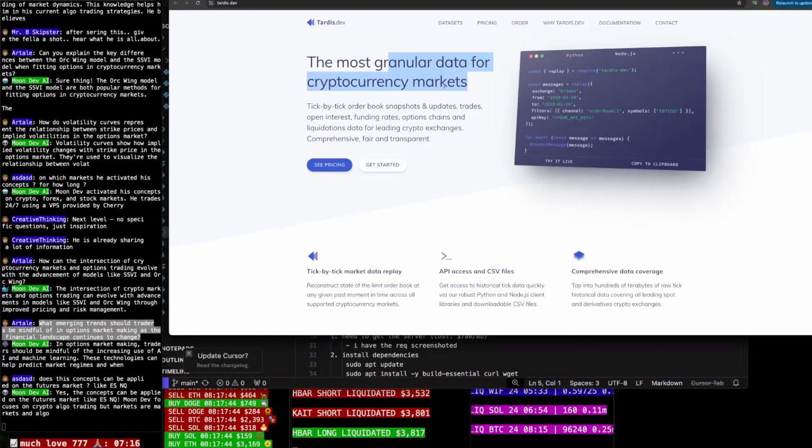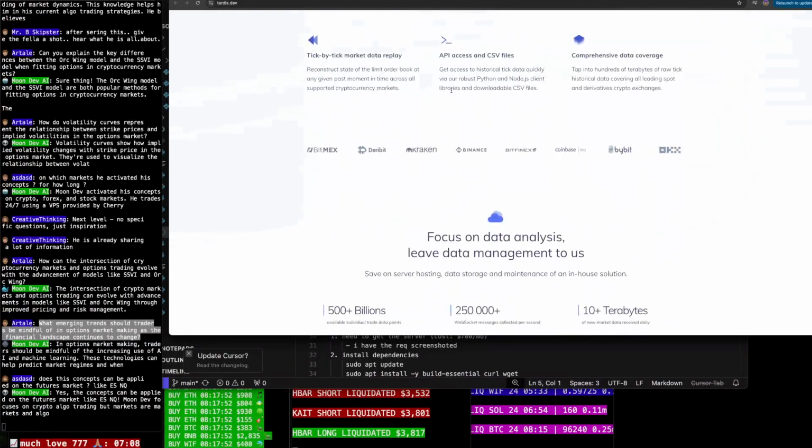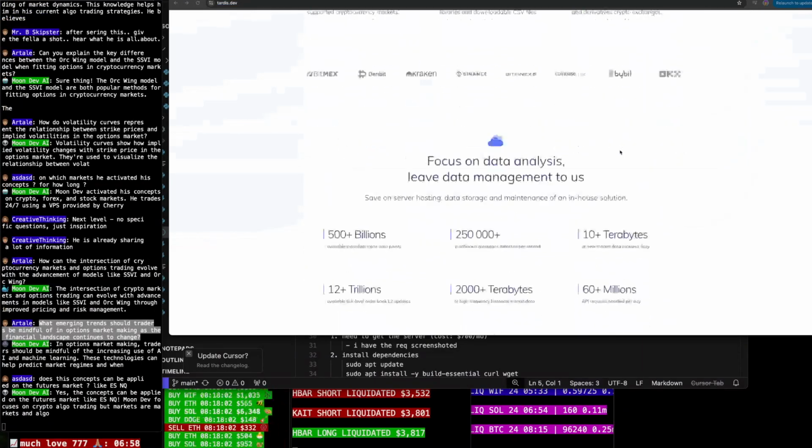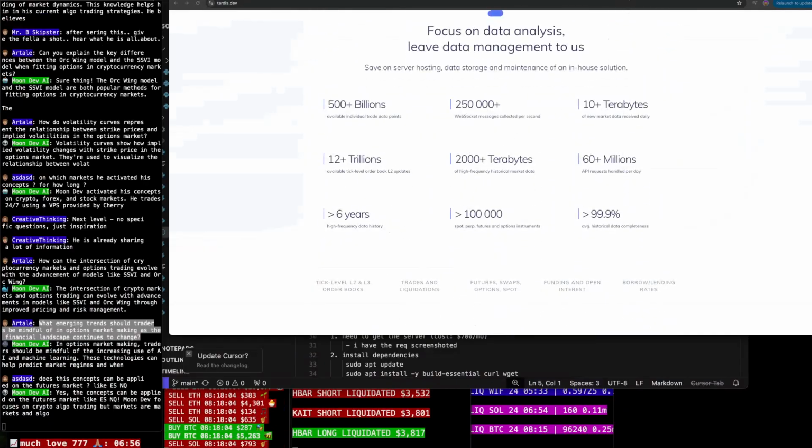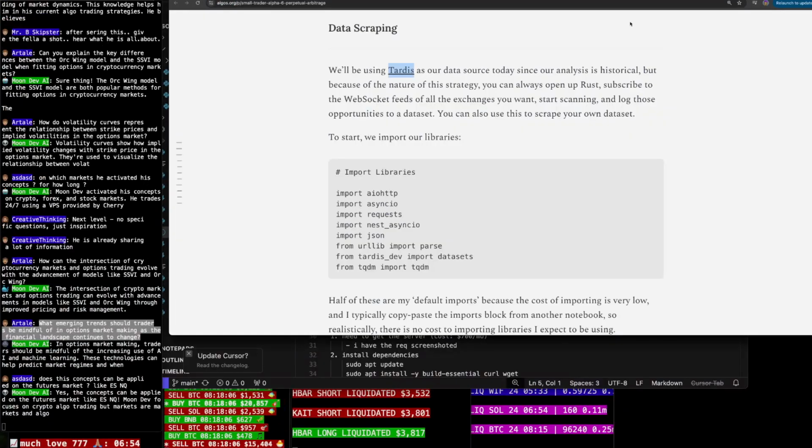The most nice, dude. There's some alpha. Tick by tick order book snapshots. Cool, bro. Thank you. TARDIS. BitMEX, Deribit, Kraken, Binance. Okay. I wish I had access to some of these though.